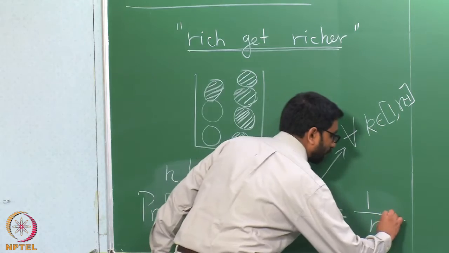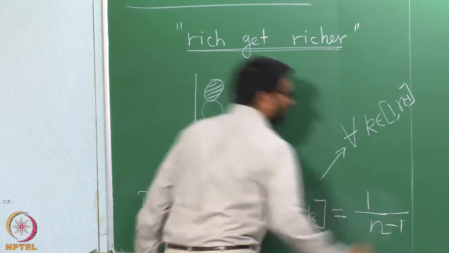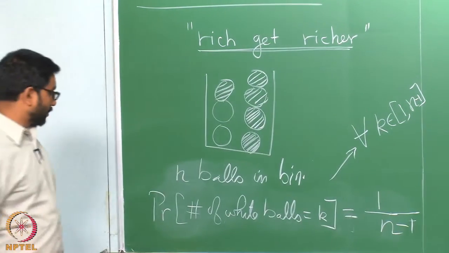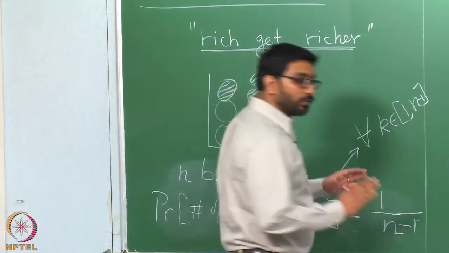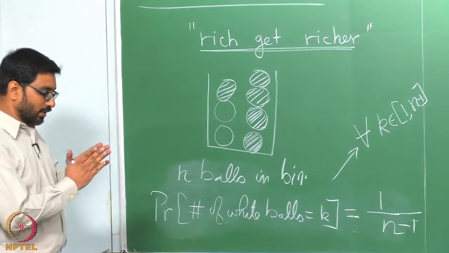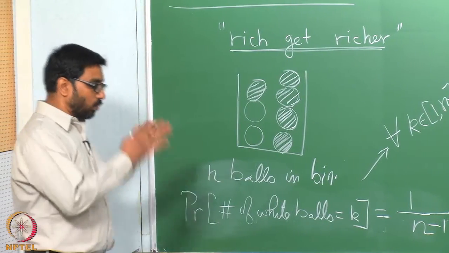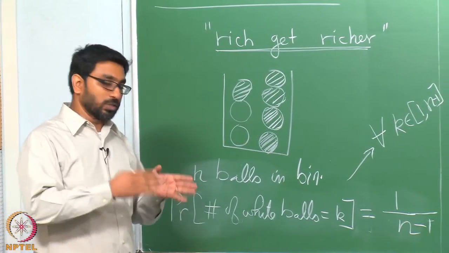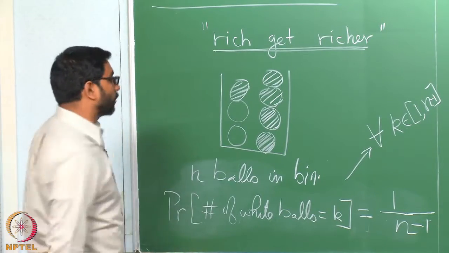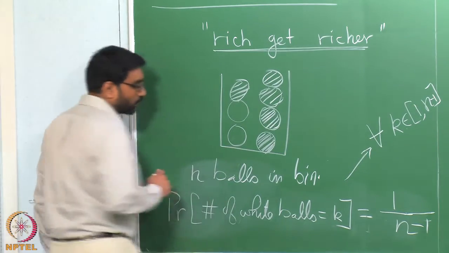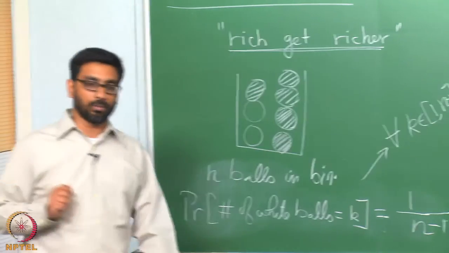In particular, we want to be able to prove that it is equally likely that the number of white balls be 1, then the number of white balls be 2. All of these events are equally likely events, and this is what we need to prove according to this problem.